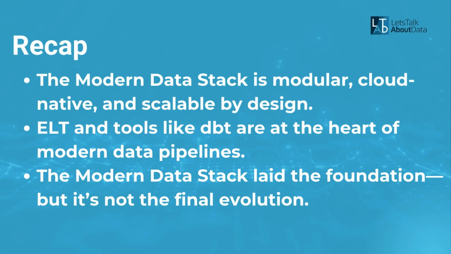2. ELT and tools like dbt are at the heart of modern data pipelines. The transition from traditional ETL to ELT has fundamentally changed how organizations handle data preparation. With cloud storage and processing power, teams now load raw data first, then transform it for analysis using tools like dbt. This shift not only simplifies architecture, but also enables faster iteration and better collaboration between analysts and engineers. Transformation is no longer a back-end process. It's where the real value is created, turning data into insights.